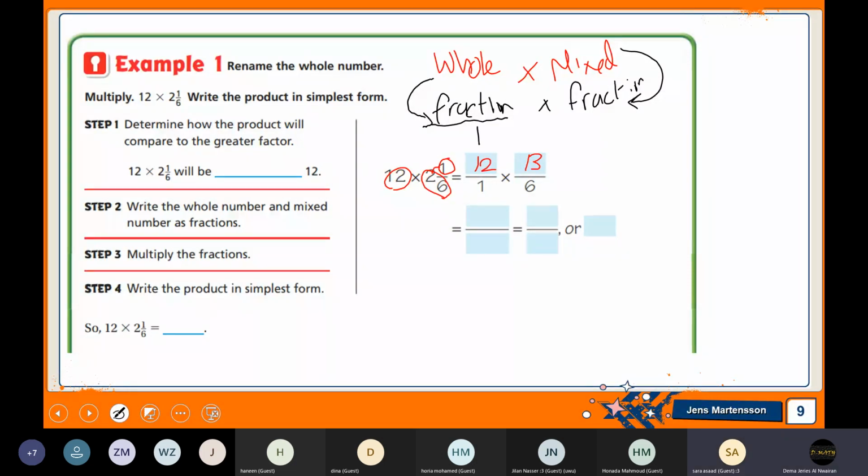12 times 13 equals 156, and 1 times 1 is 1. So it will be 156 over what? Over 6. Good job.